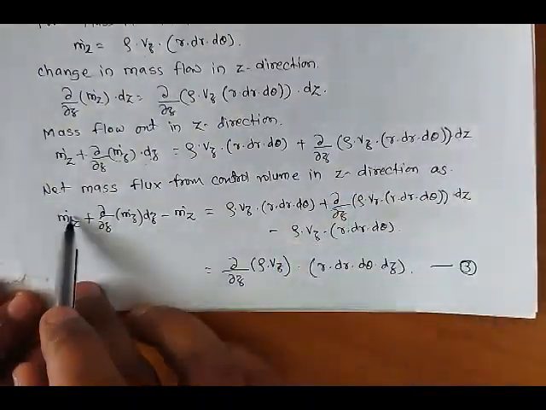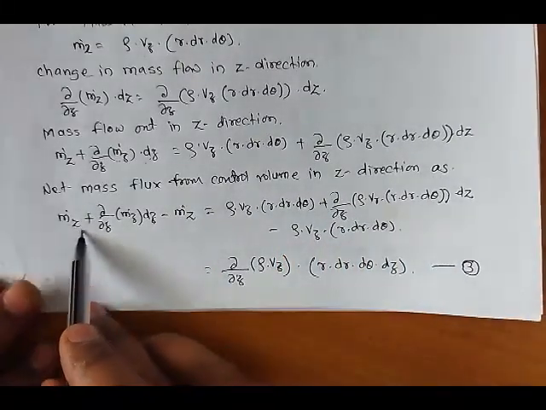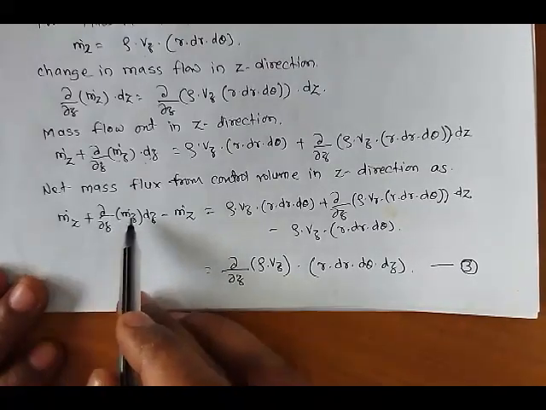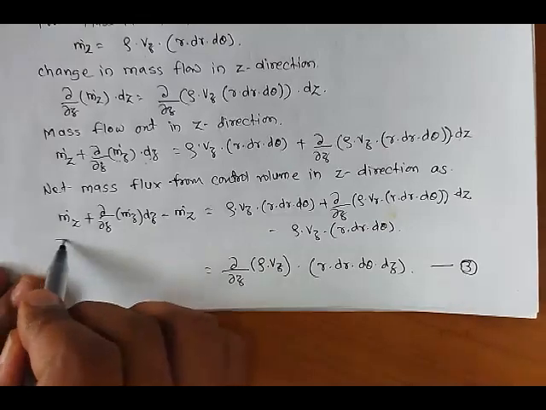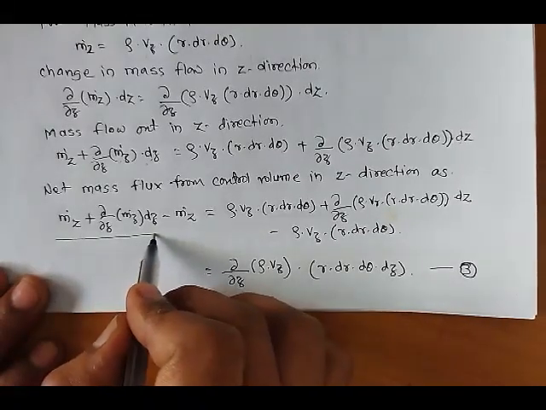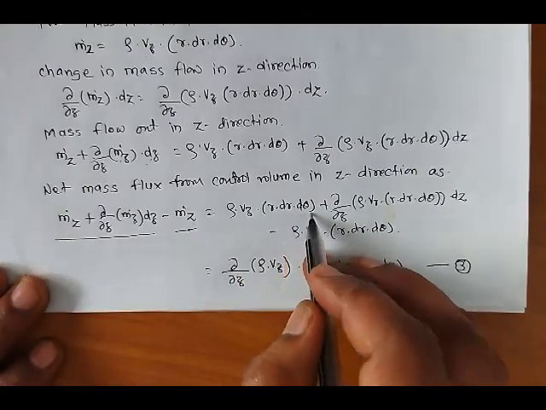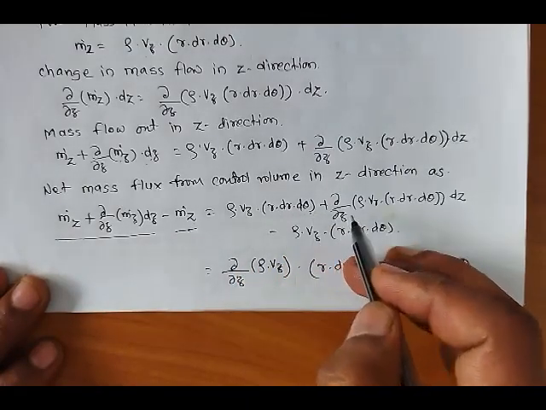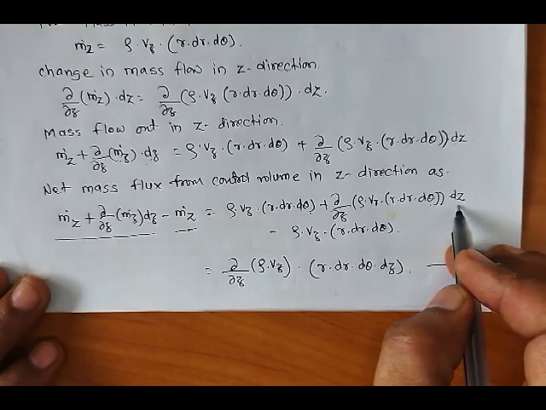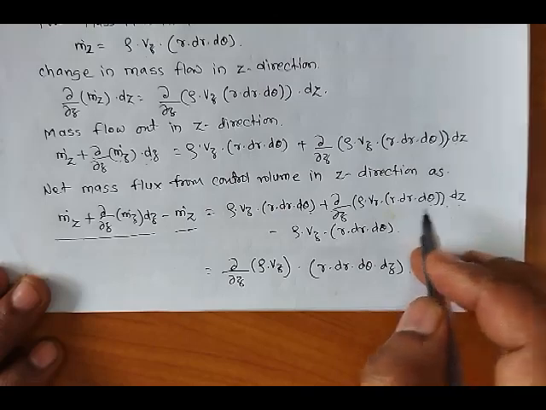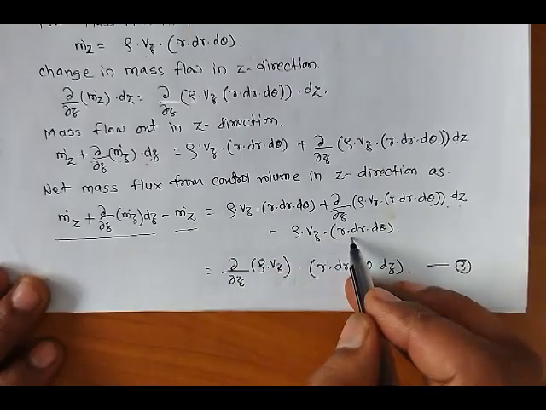Now the last one, the net mass flux from the control volume in the z direction, is ṁ_z plus ∂ṁ_z/∂z multiplied with dz, minus ṁ_z. So this is the outlet mass flow in the z direction minus the inlet mass flow: ρ v_z r dr dθ plus ∂/∂z of (ρ v_z) r dr dθ dz, minus ṁ_z as ρ v_z r dr dθ.